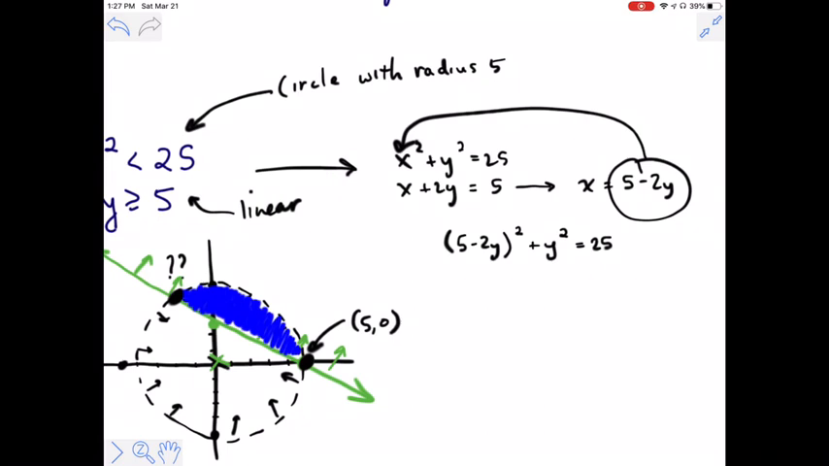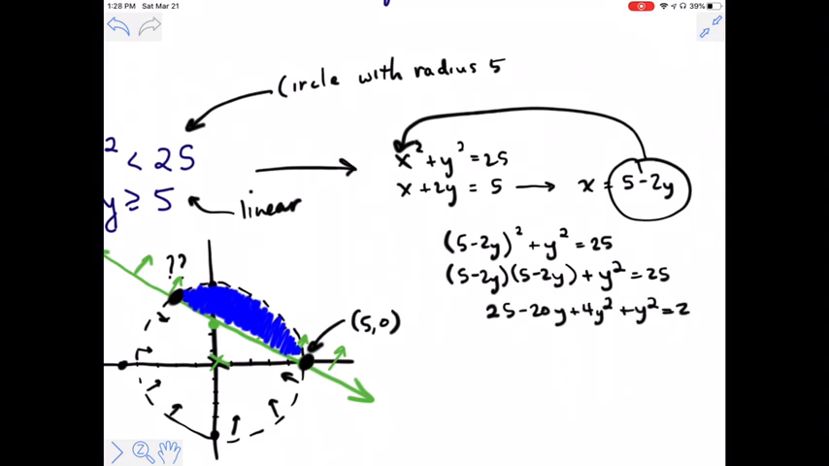And then solve the equation. This is going to result in a quadratic equation. This we need to simplify, multiply together using the distributive property. 5 minus 2y squared means 5 minus 2y multiplied by 5 minus 2y. So we're going to have 25 minus 20y plus 4y squared plus y squared equals 25.